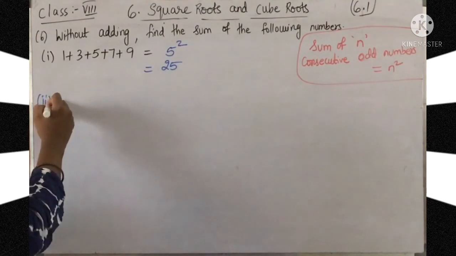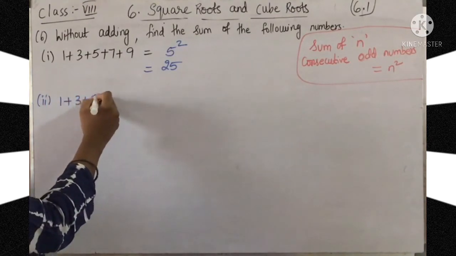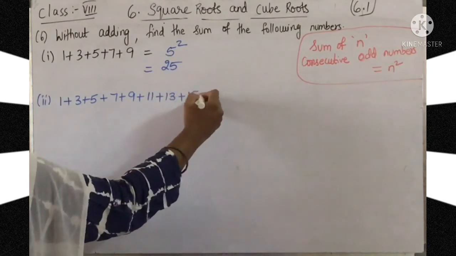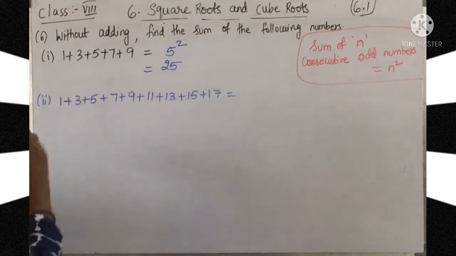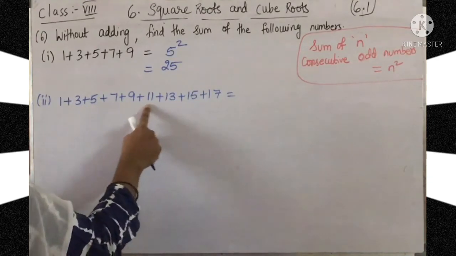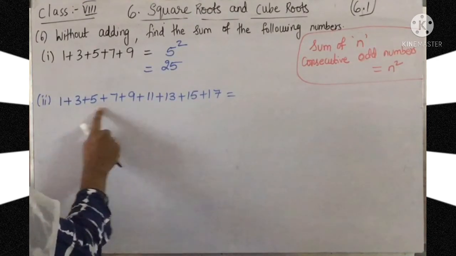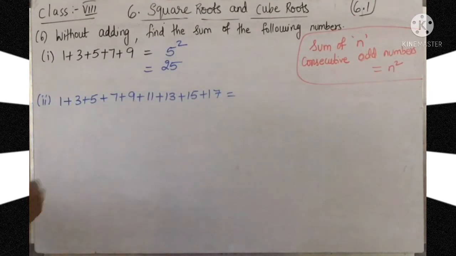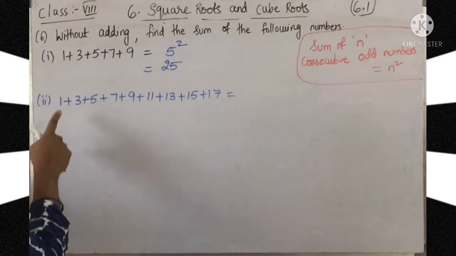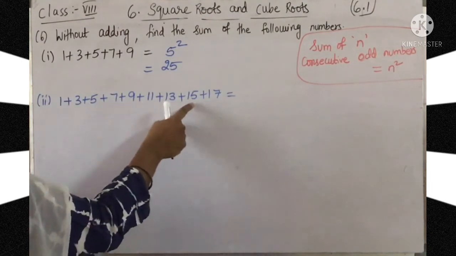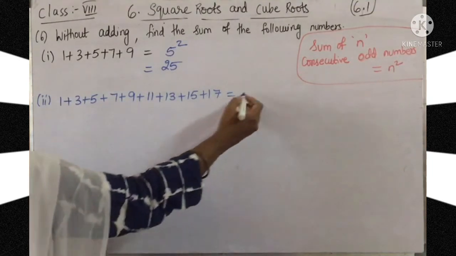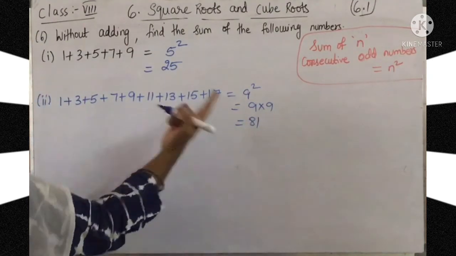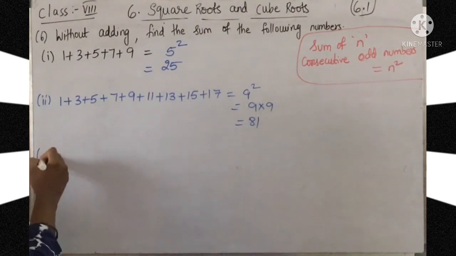Coming to the second question, they have given 1 plus 3 plus 5 plus 7 plus 9 plus 11 plus 13 plus 15 plus 17. So instead of adding all that, first check whether all the numbers are odd. Yes. And whether they are continuous or not: 1, 3, 5, 7, 9, 11, 13, 15, 17. Yes, all are continuous. Then you find out how many odd numbers there are: 1, 2, 3, 4, 5, 6, 7, 8, 9. So if you find 9 square, that is 9 into 9, 81 will be the answer. When you add all these numbers, you are going to get 81.